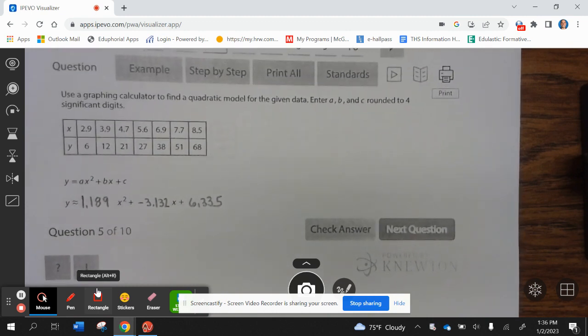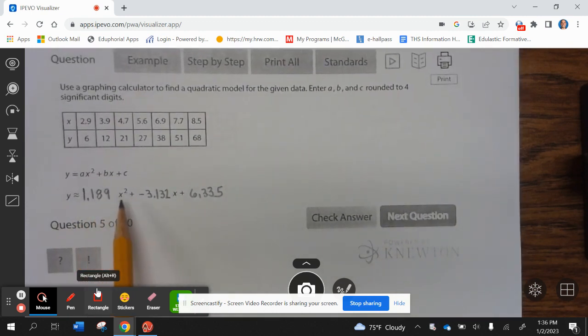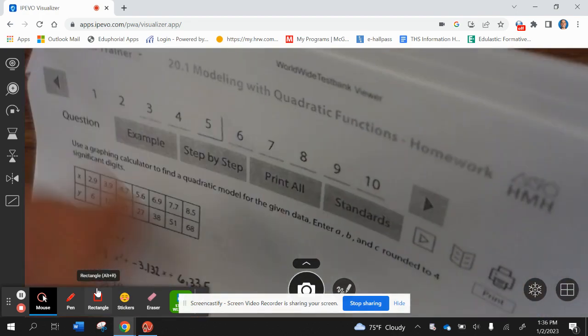Now you'll notice it says 4 significant digits. So 1, 2, 3, 4, 1, 2, 3, 4, 1, 2, 3, 4. All right, let's take a look at the next example.